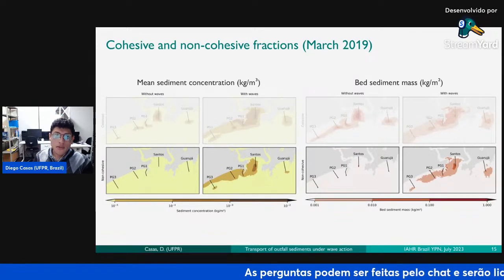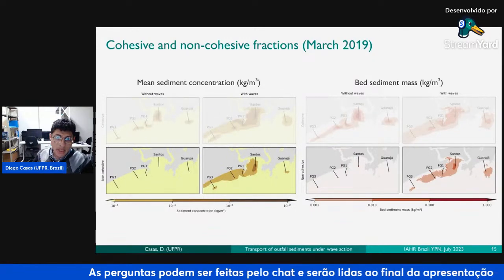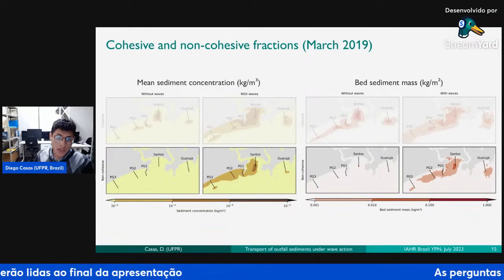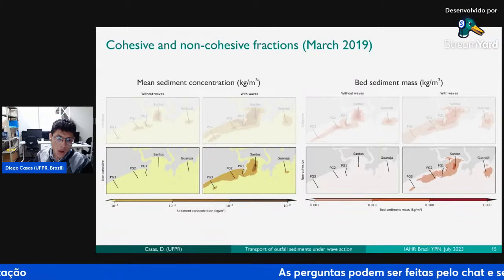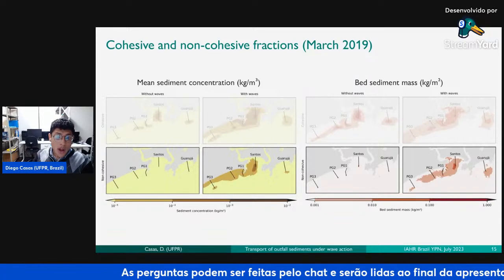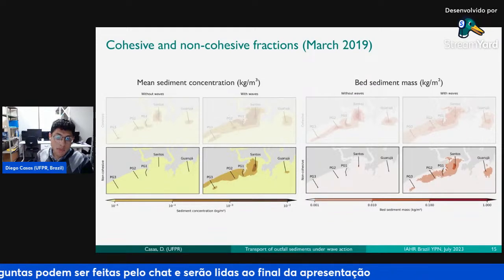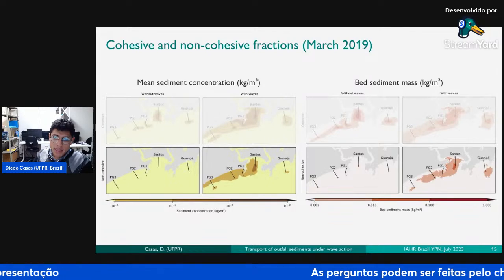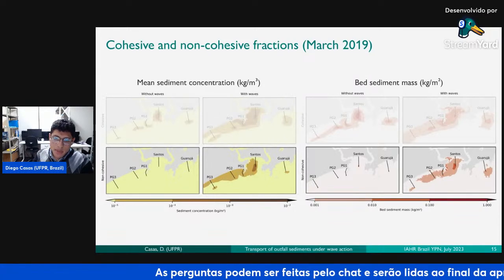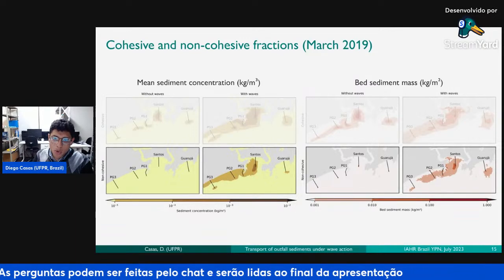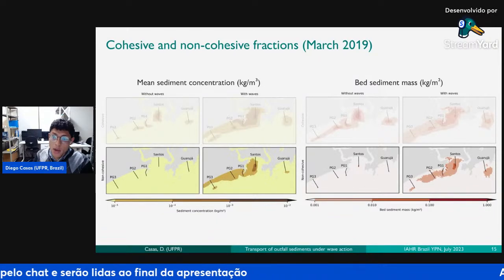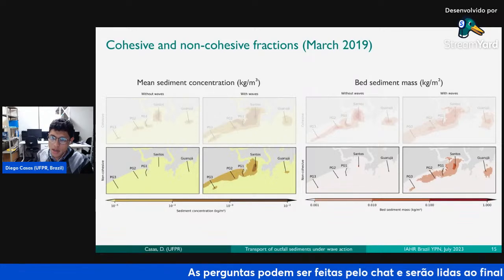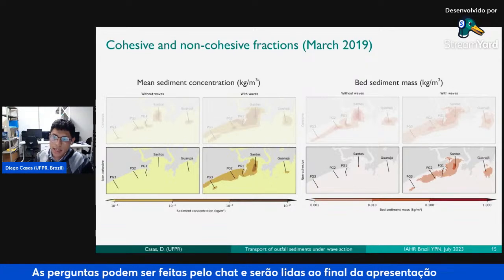And for the non-cohesive sediment, we can see, since it is only about 20% of the total sediment, in the case of the suspended sediment concentration without waves, we see almost none of it. However, when we include the effect of waves, then it becomes dispersed along the coast. For the bed sediment mass, we can see here that the non-cohesive sediment is concentrated in a small region around the outfall diffusers. And when we include the waves, this sediment is resuspended and it becomes dispersed along the coast and inside the Santos Bay.